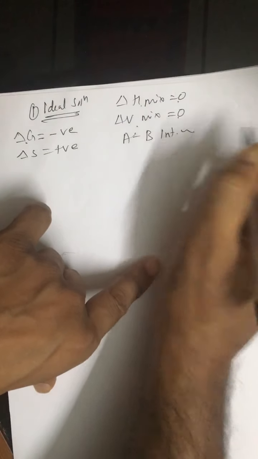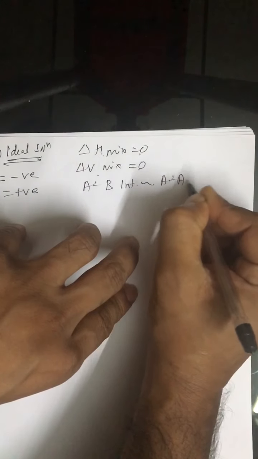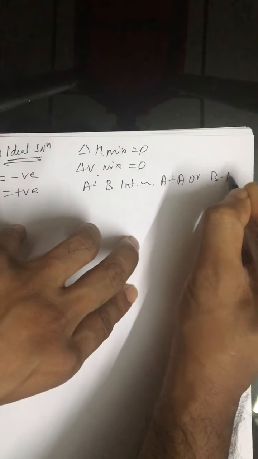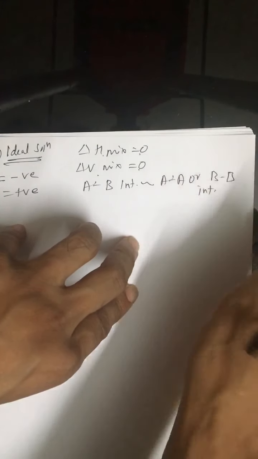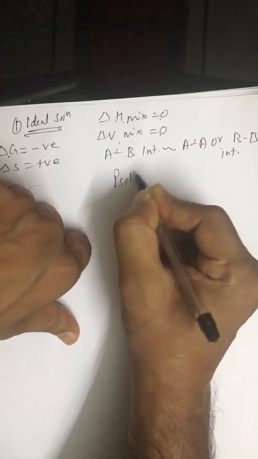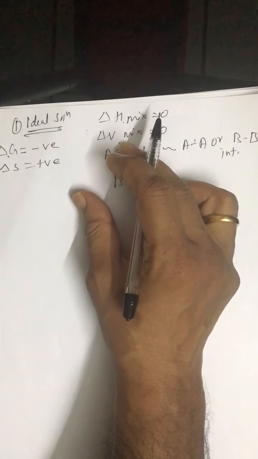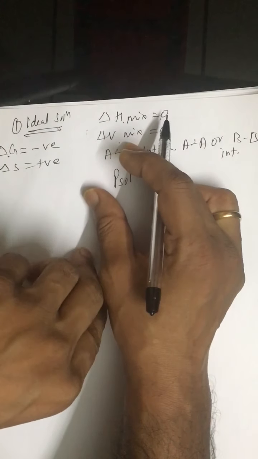AB interaction is nearly equal to AA or BB interaction. These things you must remember. This is common. These 2 points are common. We will discuss later. And for ideal solutions, P of solution, this we are discussing for mixing of two liquids.